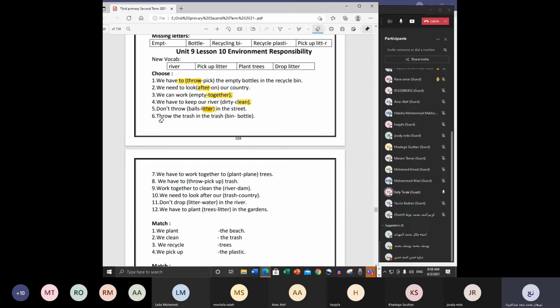Number 6. Throw the trash in the trash bin or trash bottle? Bin. Thank you. Trash bin means basket.